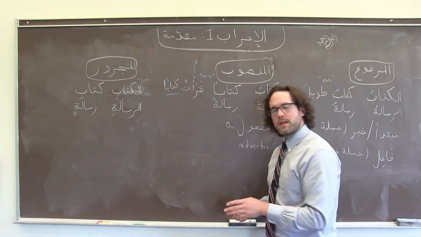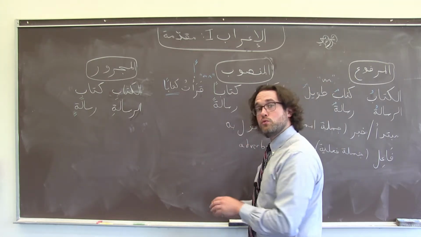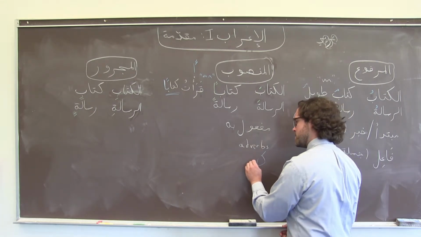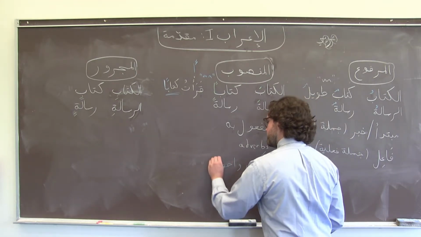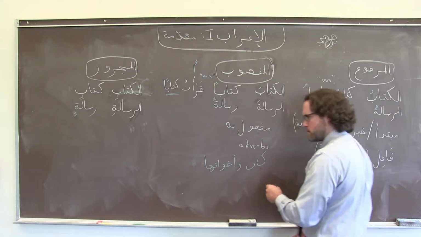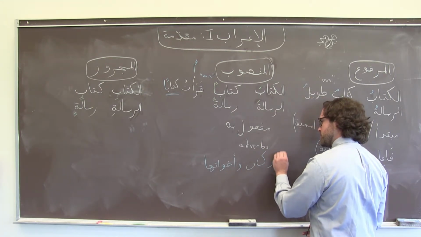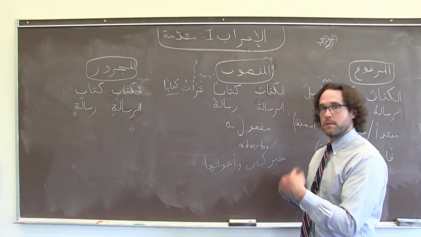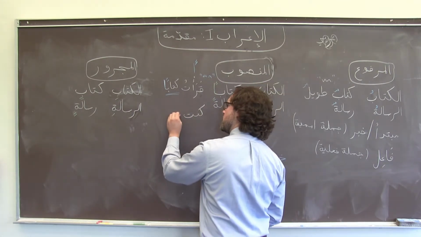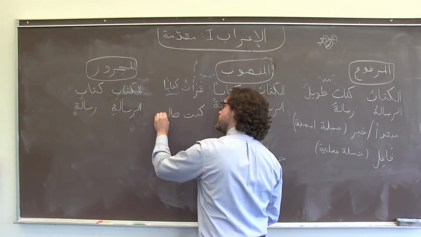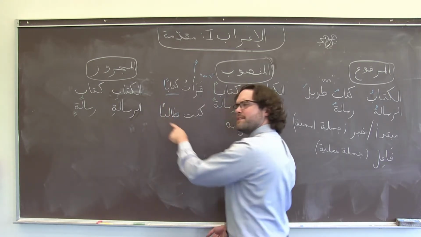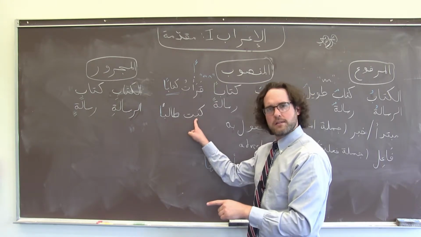Similarly to the maf'ul bihi, we're also going to see mansoob on the direct object of kana and its sisters. There's a separate video on that. Kana wa akhawatiha. So if kana or one of its sister verbs has a direct object, a khabar, then the khabar is going to be mansoob. If I want to say I was a student, I would say kuntu taliban, where again this mansoob ending is kind of like marking talib as the object of kana.